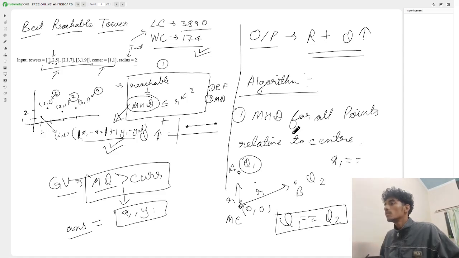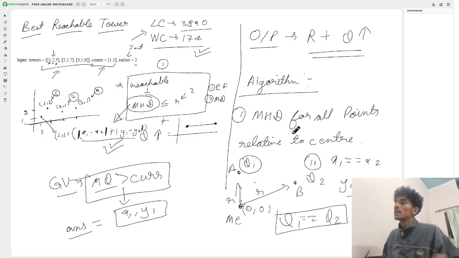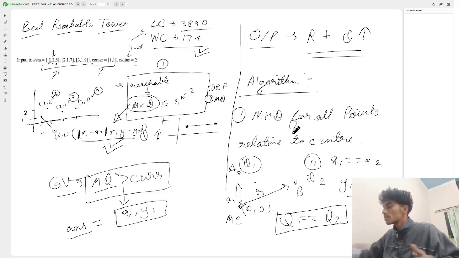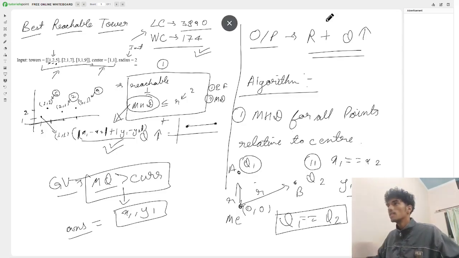So if x1 and x2 are exactly equal, this is the second condition. If x1 and x2 are exactly equal, then we will check the other coordinate, which is y1 and y2. If y1 is smaller than y2, then we will be returning x1 and y1. Otherwise, we will be returning the other coordinates, which are x2 and y2. So this is all the theory regarding this problem, and now all there is to do is to just implement it, nothing else.